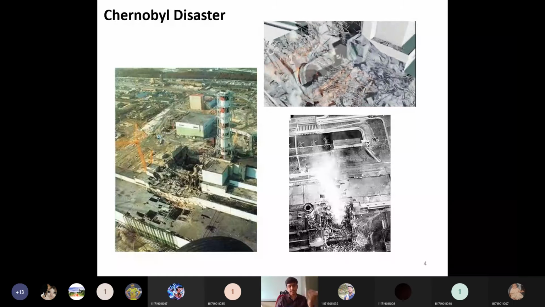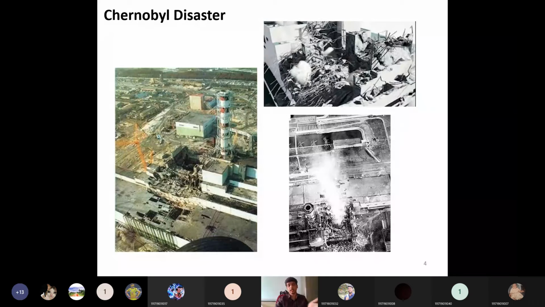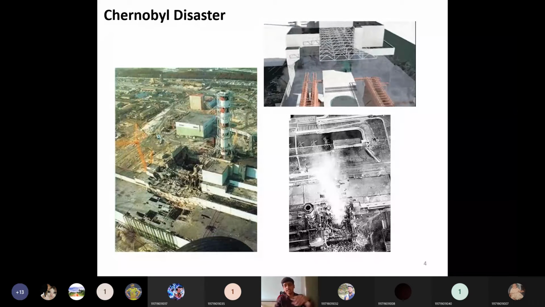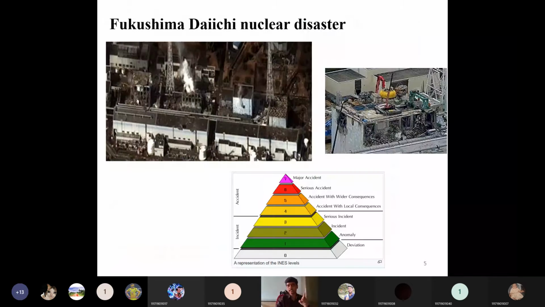This is popularly known as the Chernobyl disaster. After the Chernobyl disaster, there was one more disaster, in 2011 in Japan. That is called the Fukushima Daiichi nuclear disaster. According to the International Atomic Energy Agency, popularly known as IAEA, which is in Vienna, Austria, this accident is classified as level 7.